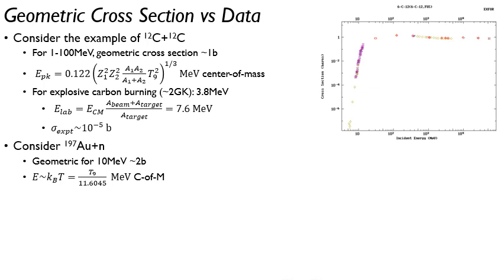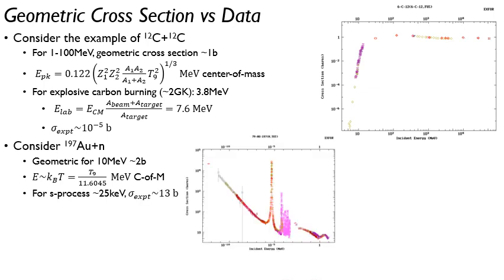So we can plug in an astrophysically relevant temperature. If you take the temperature of the s-process, there's actually a couple of environments that it can happen in, but a typical temperature is something like 25 keV. And then let's go again to the X4 database and NNDC website, cross-section in barns versus the incident energy. If we go to 25 keV, then we get about 13 barns.